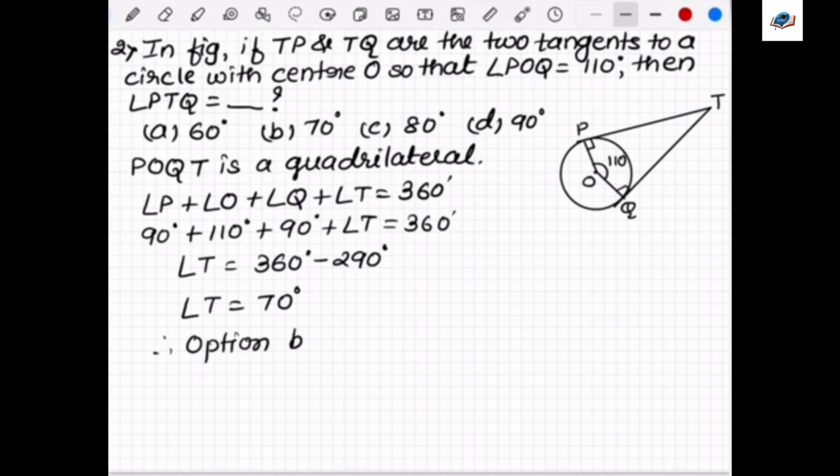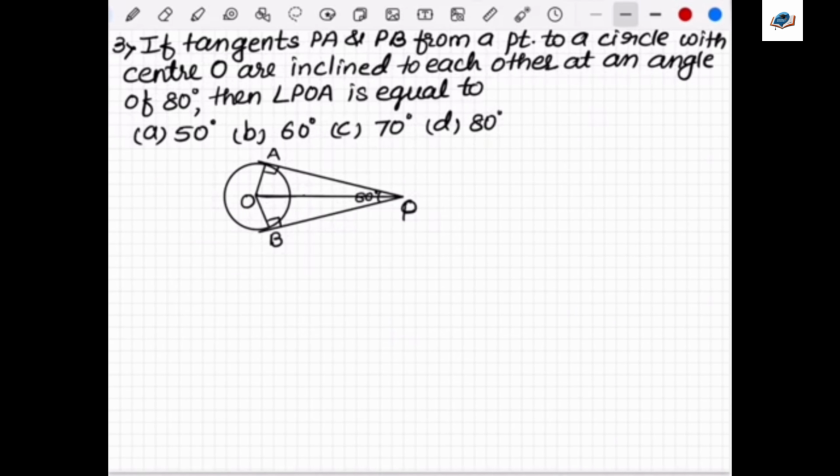Third question says, if tangents PA and PB from a point P to a circle with center O are inclined to each other at an angle of 80 degree. Here angle P is 80 degree, then angle POA is equal to, I have to find. So as you can see in the diagram, I have joined PA and PB, the two tangents, and PO is the central line which is joining P to the center O. And angle A and angle B will be 90, angle P equal to 80 degree.